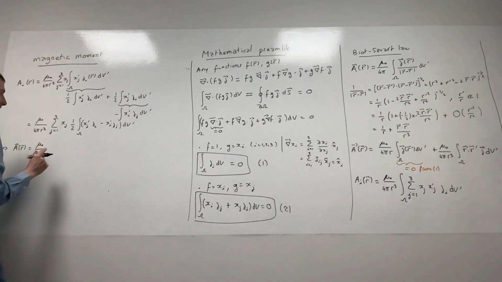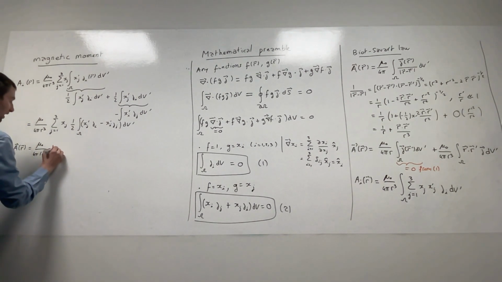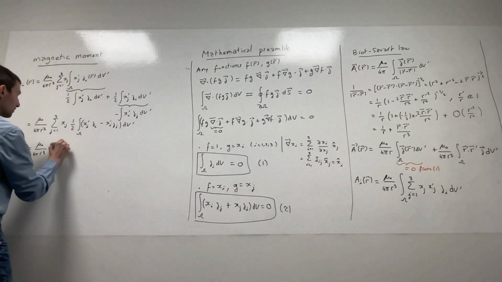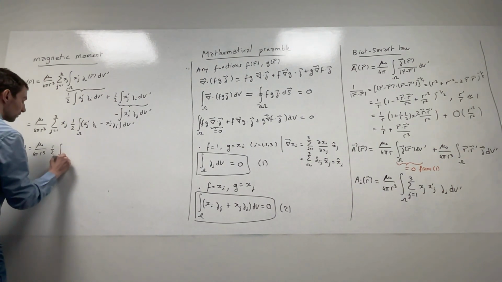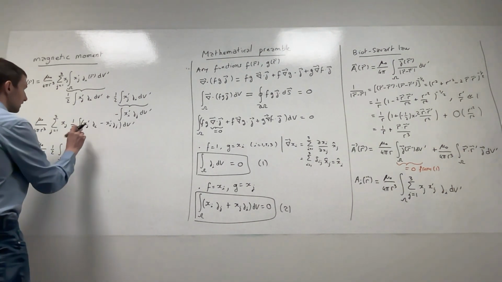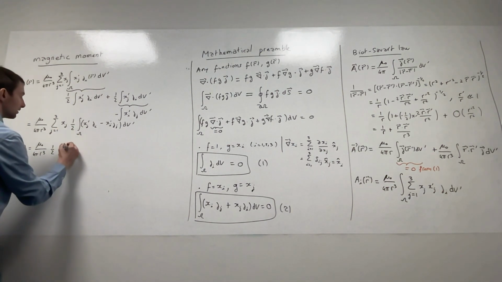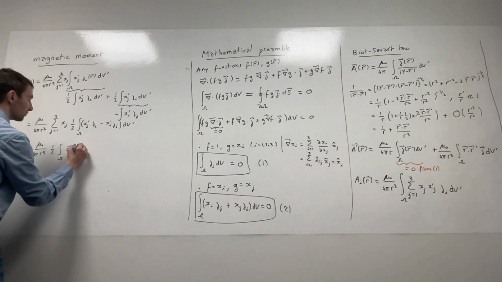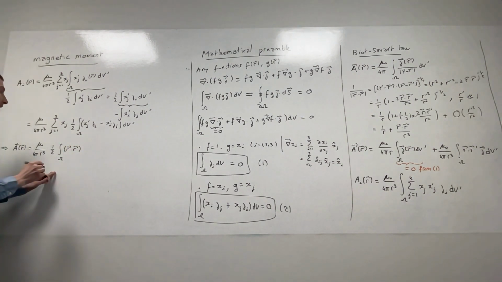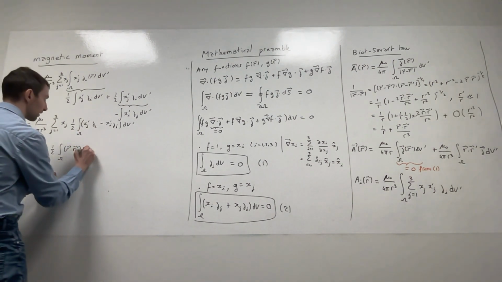And so what I get is basically I've got this half here, and then I've got the integral over omega of, as I said, the dot product of r dot r prime, and then that's multiplied by j.